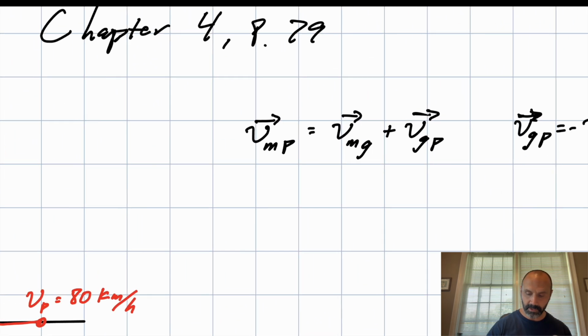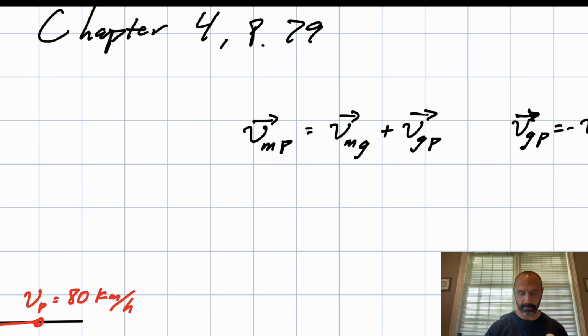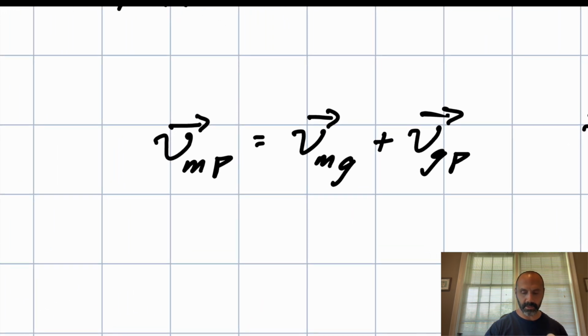We saw this in the last video that I made, the help video, that other problem, but here is again the vector arithmetic, as I call it. If I want to know the velocity of the motorist with respect to the police car, notice I'm using the subscripts this way, the velocity of the motorist with respect to the police car, MP, I need to add the velocity of the motorist with respect to the ground plus the velocity of the ground with respect to the police car.